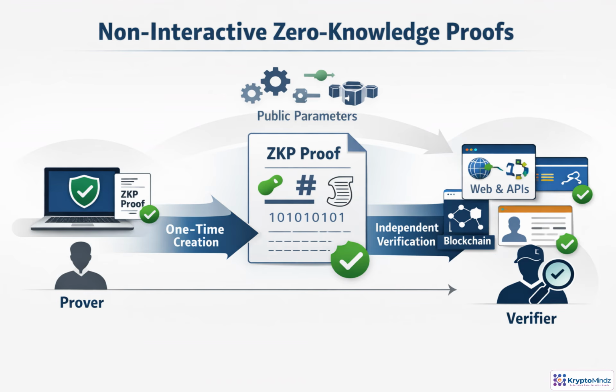Non-interactive proofs remove the live conversation. The prover creates a proof once, using agreed public parameters or a hash-generated challenge, and the proof becomes a portable artifact. A verifier can check it later through an API, wallet flow, QR code, or blockchain transaction. This is why many production ZKP systems are non-interactive. They fit asynchronous infrastructure, scale across many verifiers, and do not require both parties to be online at the same time.